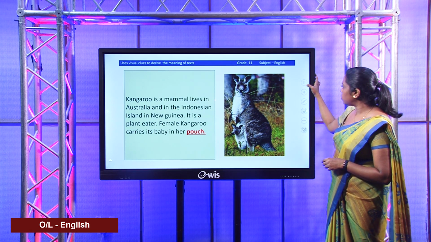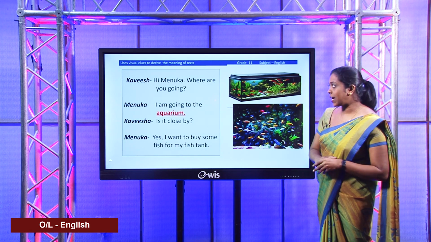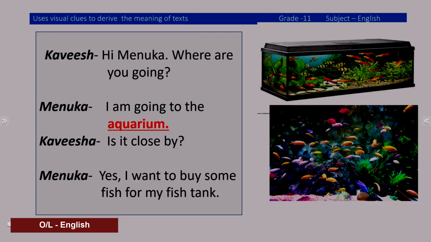We'll slowly move on to another picture clue. Here we have a dialogue between Kavish and Menuka. "Hi Menuka, where are you going?" "I'm going to the aquarium." "Is it close by?" "Yes, I want to buy some fish for my fish tank."